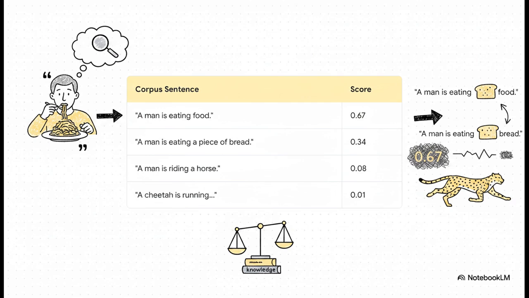And this just shows you the Judge's power perfectly. For the query, a man is eating pasta, look at that. It gives a really high score, 0.67, to the very similar sentence, a man is eating food. But for something totally unrelated, like a cheetah is running, the score is practically 0. That is precision in action.